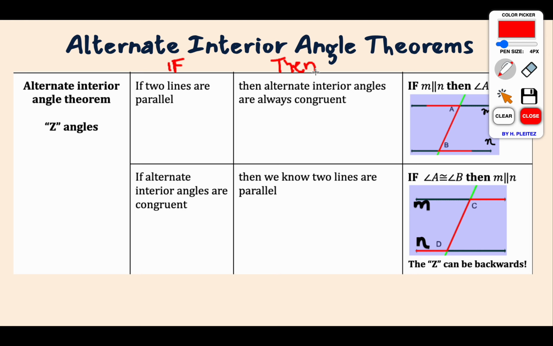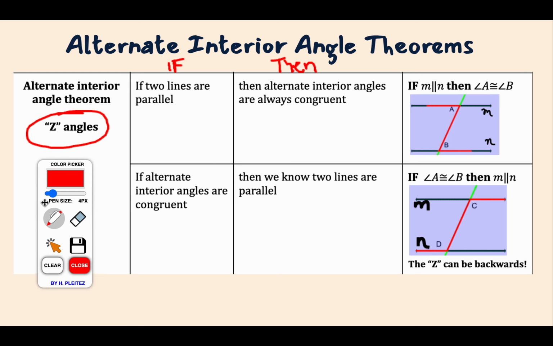So for the alternate interior angle theorem, and remember these are our Z angles, it says two things. One, if two lines are parallel, then we know that alternate interior angles are going to be congruent. Now keep in mind, when you're using a theorem, it depends on the information that you have. We're saying if we are given that two lines are parallel, then we know that alternate interior angles are congruent. And this is a picture example here. It says if M is parallel to N, we can use our little parallel line notation there, then angle A is congruent to angle B. And we can say that because we were given that M was parallel to N.